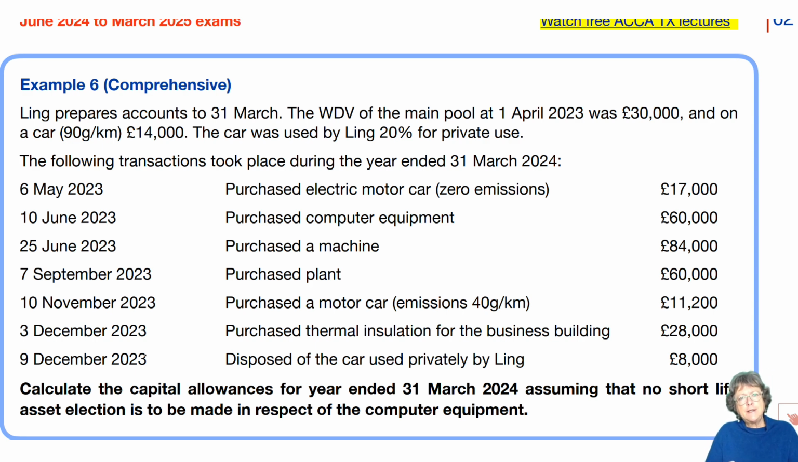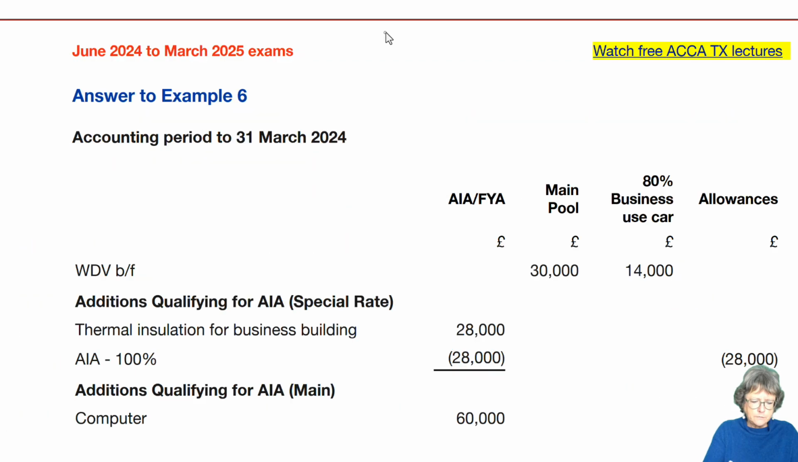Okay, so let's have a look at the model answer for this, because I've written them out several times so you can see how that works. So I'm just going to show you the model answer. So answer to example number 6. Again, we have a heading and we've worked out how many columns we're going to need before we start, and we've copied down from the question the 2 written down values brought forward.